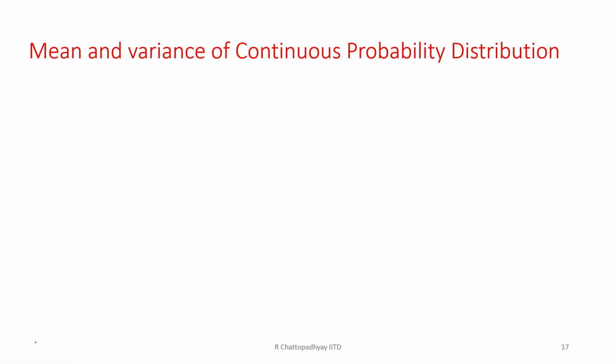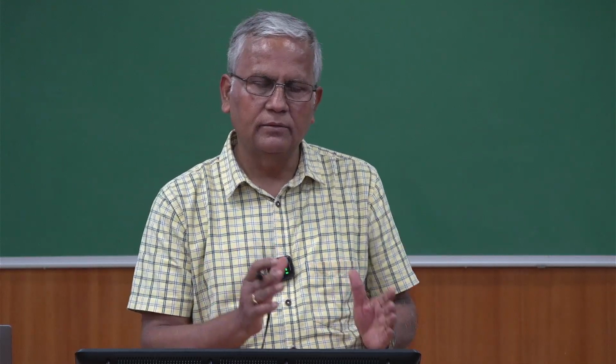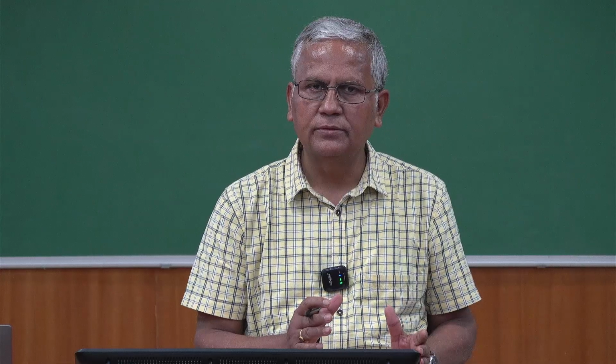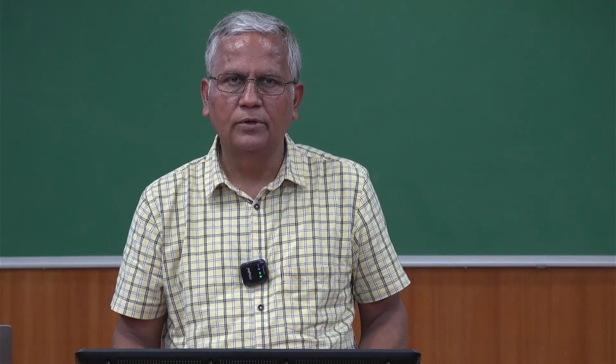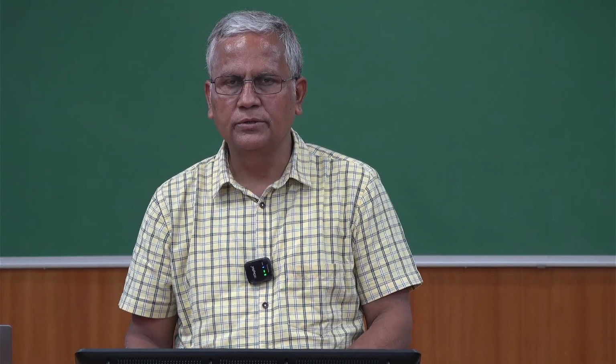So whatever we discussed, that is about the discrete distribution. Now, mean and variance of continuous probability distributions. The logic is exactly the same. The approach is also the same. So once you understand how to calculate mean and variance for discrete probability distributions, exactly the same approach will be applicable to continuous distributions. Only that the sign sigma is going to change to the sign of integration.